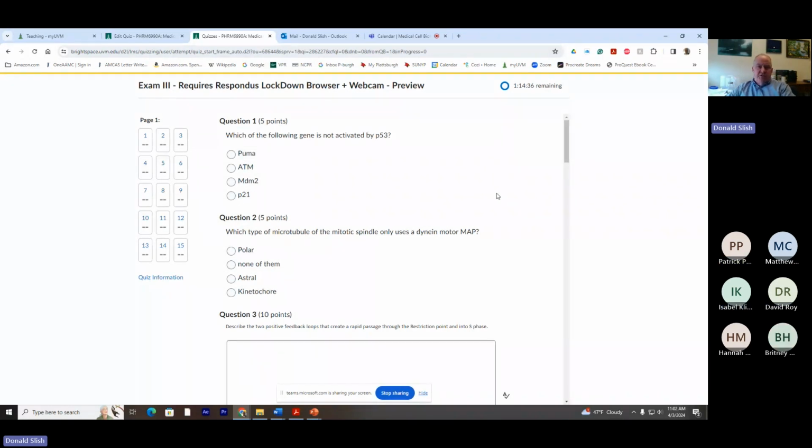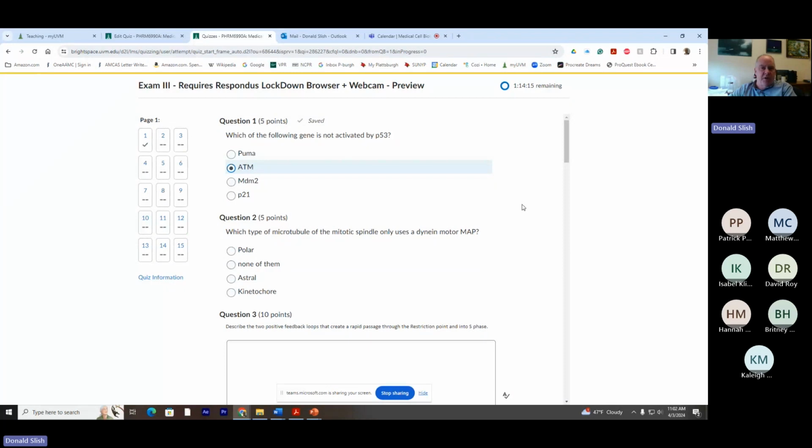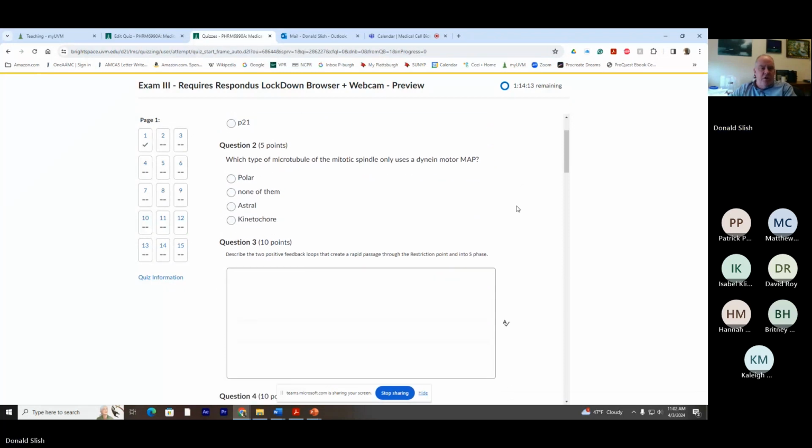Which of the following genes is not activated by p53? So Puma is, we know. MDM2 is, P21 is, right? Because MDM2 and P53 are reciprocally activating each other. ATM is upstream of MDM2, so that is not regulated by P53. Or it is not. I guess it could be, but it's not.